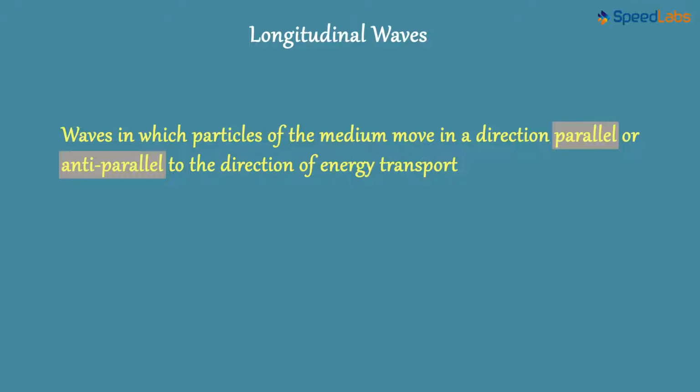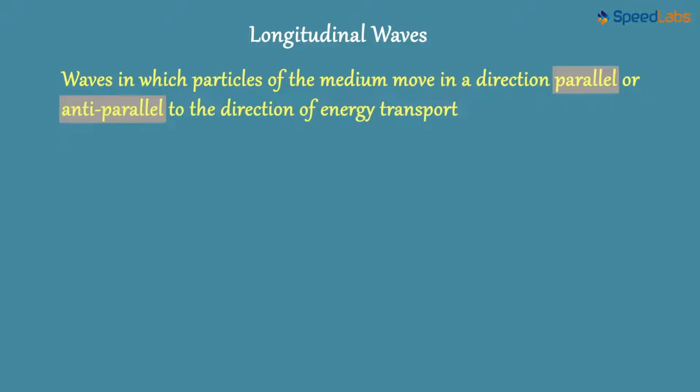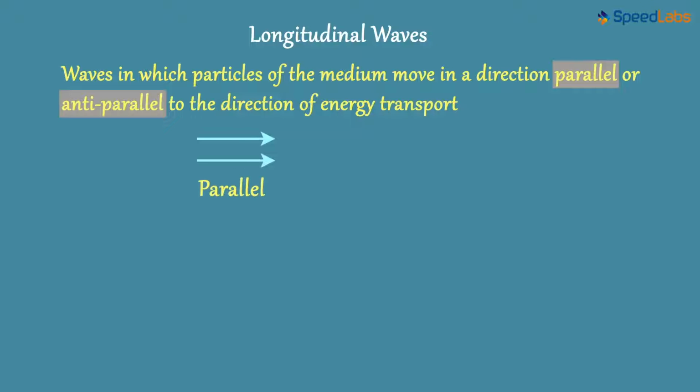What does that mean? Before we get to the statement, do you remember what parallel and anti-parallel mean? Parallel would be two vectors like this, and anti-parallel will be two vectors like this. Parallel but in opposite direction.